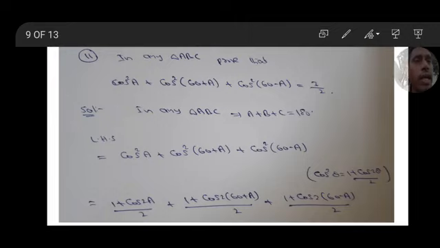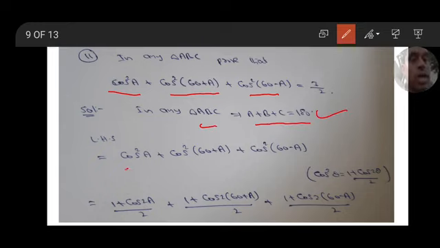In any triangle ABC, prove that cos square a plus cos square 60 plus a plus cos square 60 minus a equals 3 by 2. Okay, in any triangle ABC, capital ABC, cos square a plus cos square 60 plus a plus cos square 60 minus a equals 3 by 2. In any triangle ABC, a plus b plus c equals 180 degrees.